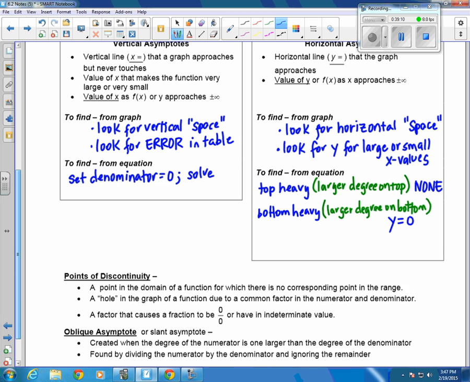And then we had, it was equal, right? Top and bottom were the same degree. And what did we do then? Divide. We just really ended up keeping the coefficients, yes. So our asymptote was y equals the coefficient over the coefficient.